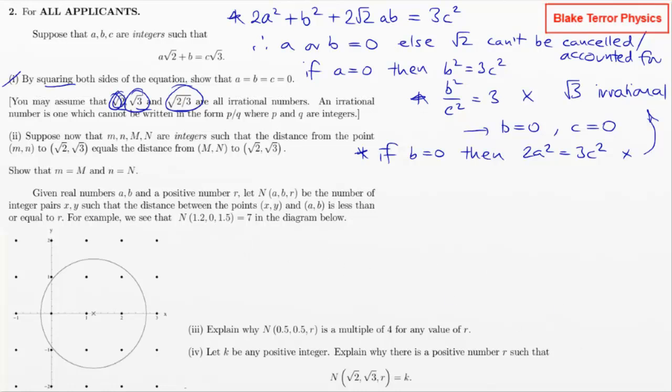Right, suppose now that lowercase m and n and uppercase M and N are integers such that the distance from the point lowercase m, n to root 2, root 3 equals the distance from uppercase M, N to root 2, root 3. Show that lowercase m equals uppercase M, and lowercase n equals uppercase N. Right, okay. So we're trying to show that there is only one point that has a particular distance from root 2, root 3. That's what it's saying.